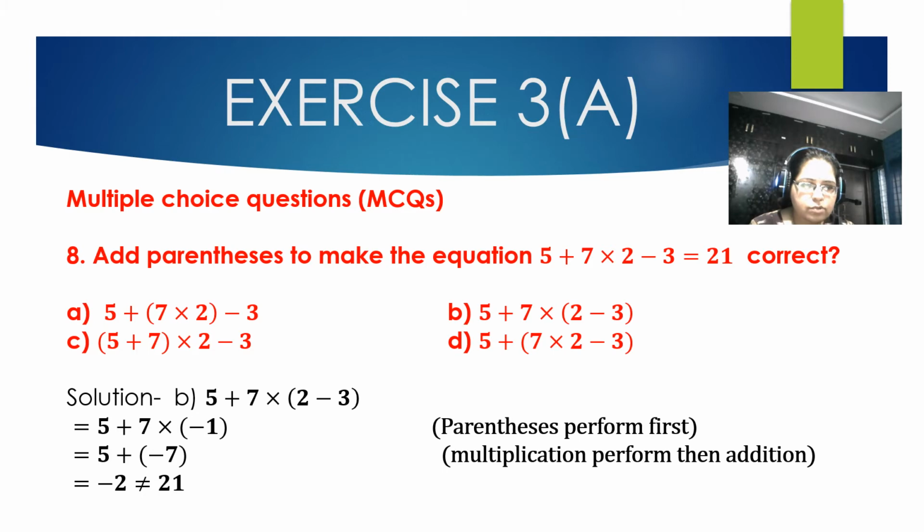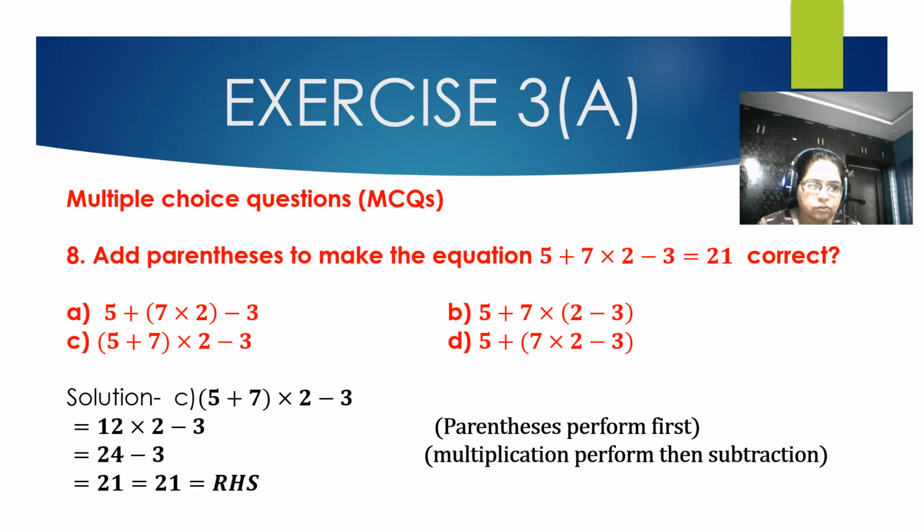Then we will solve the third option, that is C. Now we solve the third option C. Third option C is 5 plus 7, that is inside the parenthesis, multiplied by 2 minus 3. So according to the BODMAS rule, the bracket operation will be performed first. So 5 plus 7 is 12. Then 12 multiplied by 2 minus 3.